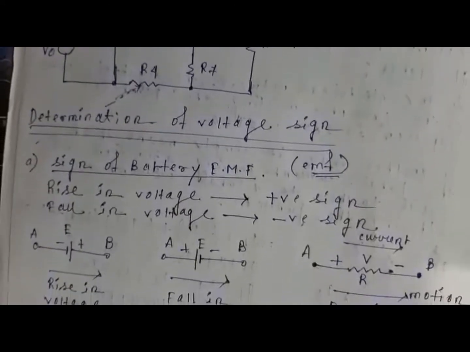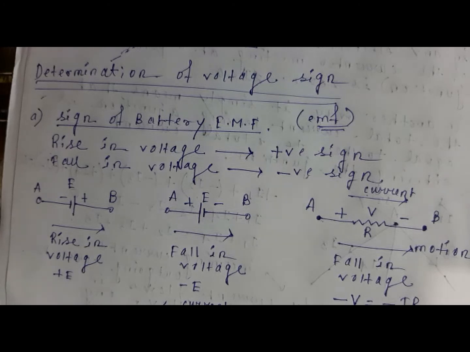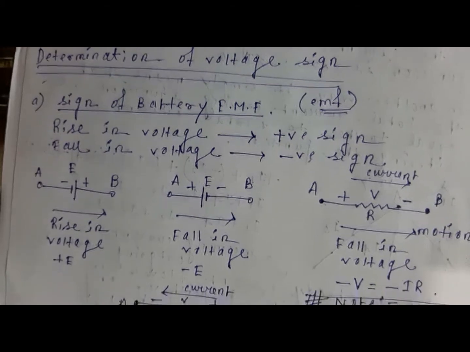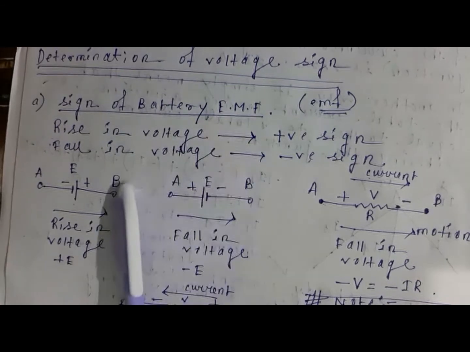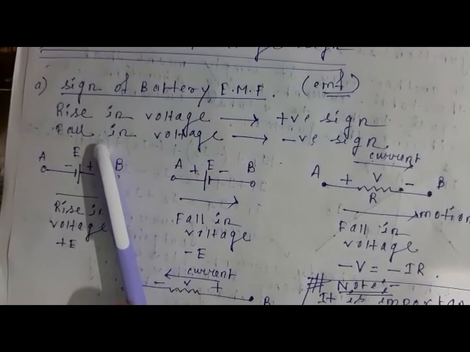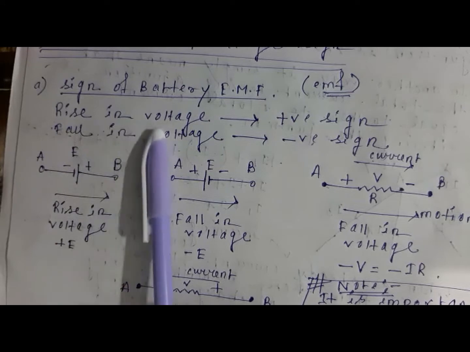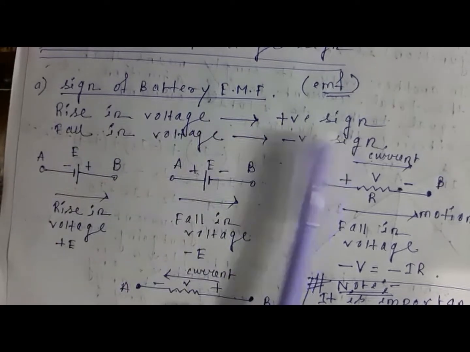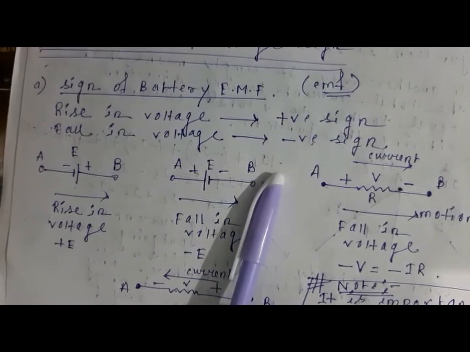Okay, now how will you determine the voltage sign? I have said that we have to pay special attention to the signs. Now how to determine that? First of all, the sign of battery EMF. See, if I'm having any rise in voltage, I will give a positive sign. If I'm having any fall in voltage, I will give a negative sign. Now how to understand whether it is a rise in voltage or a fall in voltage?